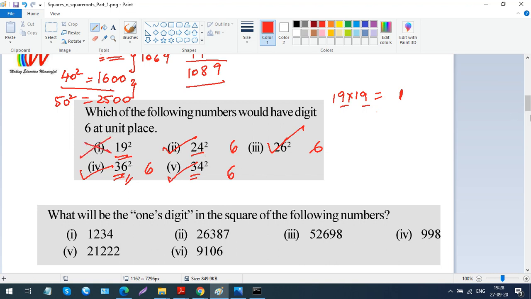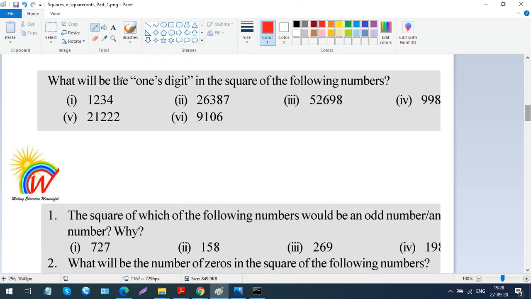Alright, now come to this one. What will be the ones digit in the square of the following numbers? Now you can do it yourself, they just want the ones digit. So 4 is over here. 4 square is 16, so it will have a 6 in the units place. This is having a 7. 7 square is 49, so it's going to have a 9 in the units place.